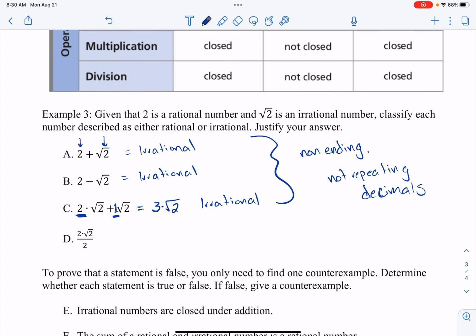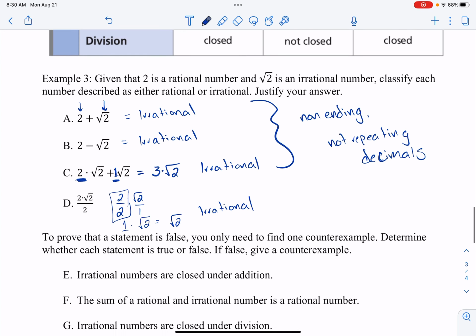Okay, and this next one, I'm going to kind of split this guy up. We've got 2 times root 2, and I'm going to write it this way, over 1. If I multiply straight across, I get 2 root 2 here and then 2 on the bottom, which gives me back to the beginning. But now what I can do is look at just this guy. That gives me 1, and 1 times root 2 is just root 2. So that also makes it irrational. Non-ending, non-repeating decimal.